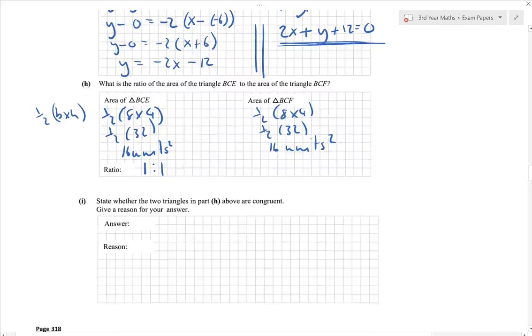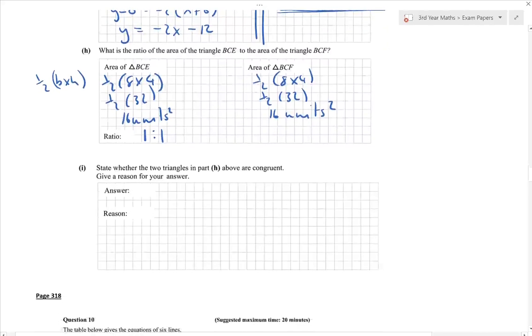The last part here says, state whether the two triangles in part H above are congruent. Just a few questions ago we came across similar. I've told you before these come up a lot. Similar is when they are equiangular. Congruent means identical. So the answer is yes.